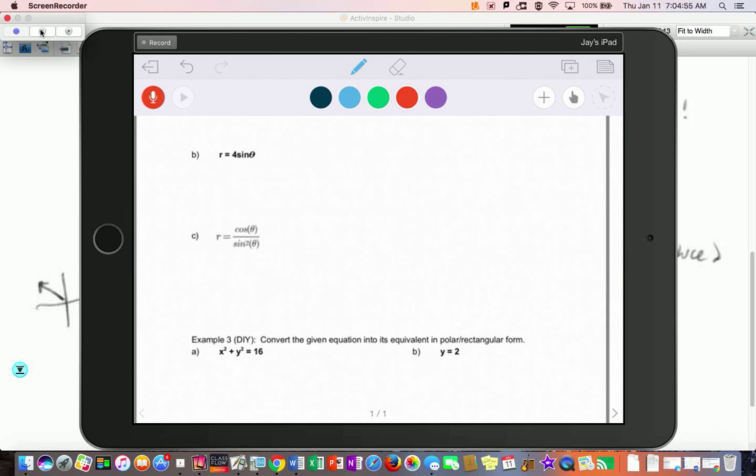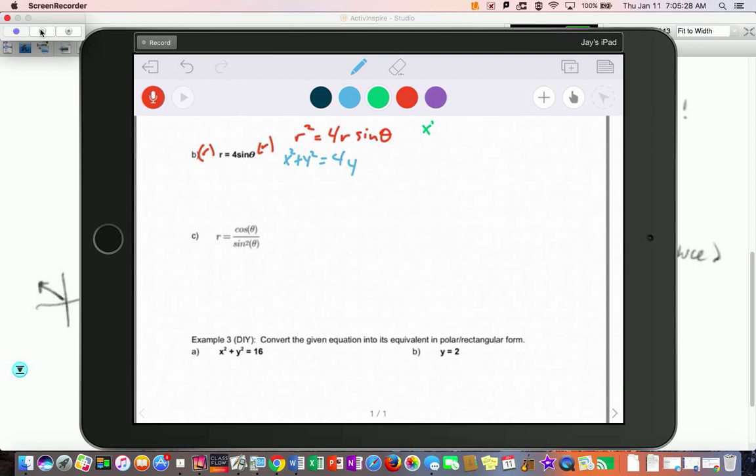All right, so on this example, I'm not going to square both sides. I'm going to multiply both sides by r. And what I end up with is r squared equals, and when you multiply, let's put the r in the middle so you can see it easier. So now I can replace the r squared with an x squared plus y squared, and the r sine theta can be replaced with a y. And basically now we're ready to do all the completing the square like we did back in chapter 9.